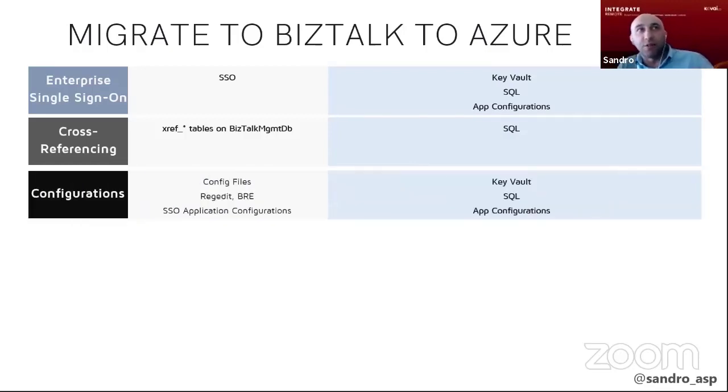And configurations, of course. There are a lot of configurations in BizTalk: config files, regedit, business rules, SSO application configuration. All of these can be features that host configurations in BizTalk. Well, the same in Azure: Key Vault, SQL, and App Configuration may be the right places to go. So as you see, there is no magic button that you press to say, migrate my BizTalk solutions to the cloud.